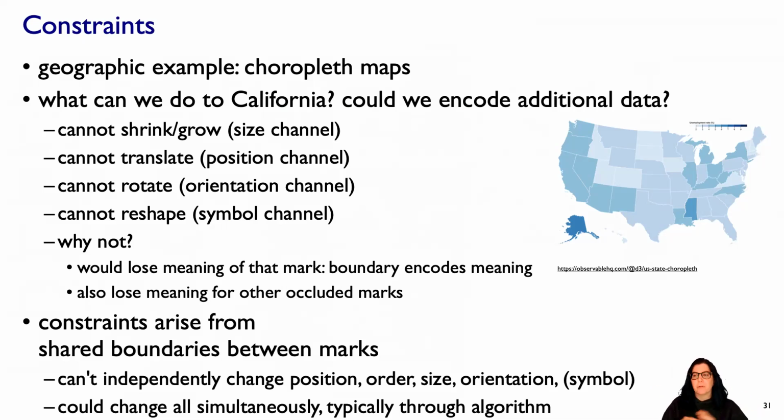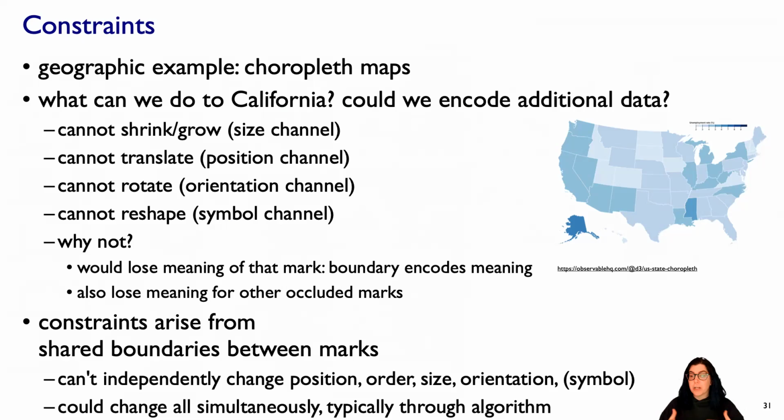That boundary, right? These are actually polys. They have these boundaries, which are these closed curves. So the meaning of the data set is that boundary, so you can't just change it. In particular, the constraint is that these marks have shared boundaries. That has meaning. You can't just independently change the position or the order or the size or the orientation or certainly the symbol, the shape of it.